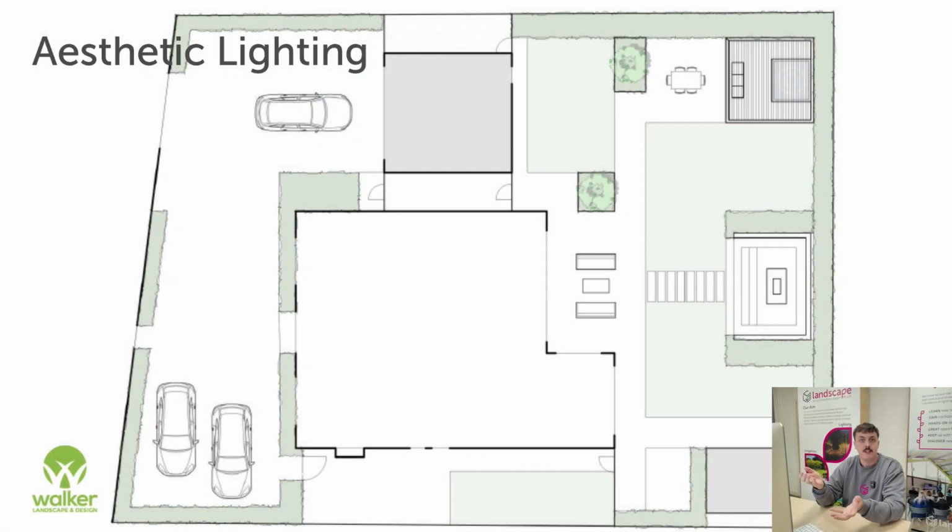So again, keeping things simple, I've highlighted a few areas on this plan where we would look at aesthetic lighting. For example, planting areas. So different planting areas, you could have uplighters, downlighters, social spaces to give a bit of mood, a bit of ambiance, create some scenery within the garden. And let's talk about planting first of all.